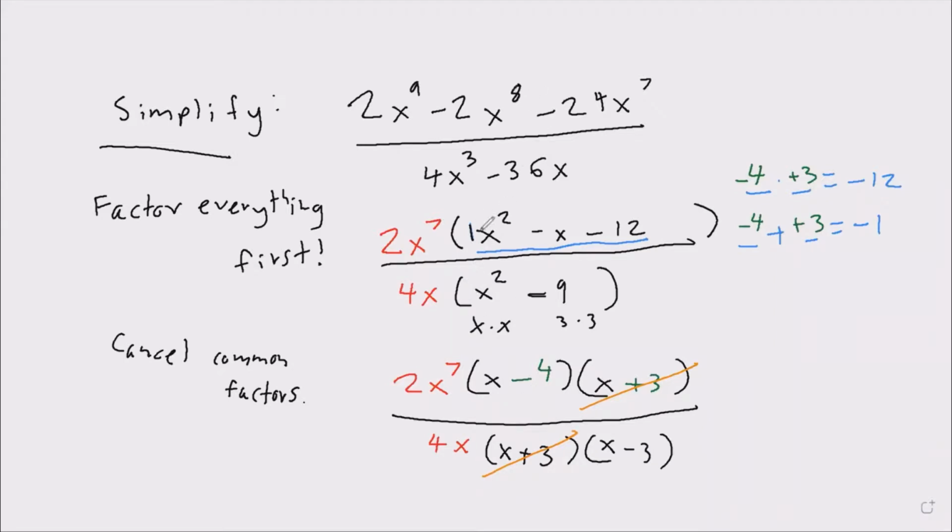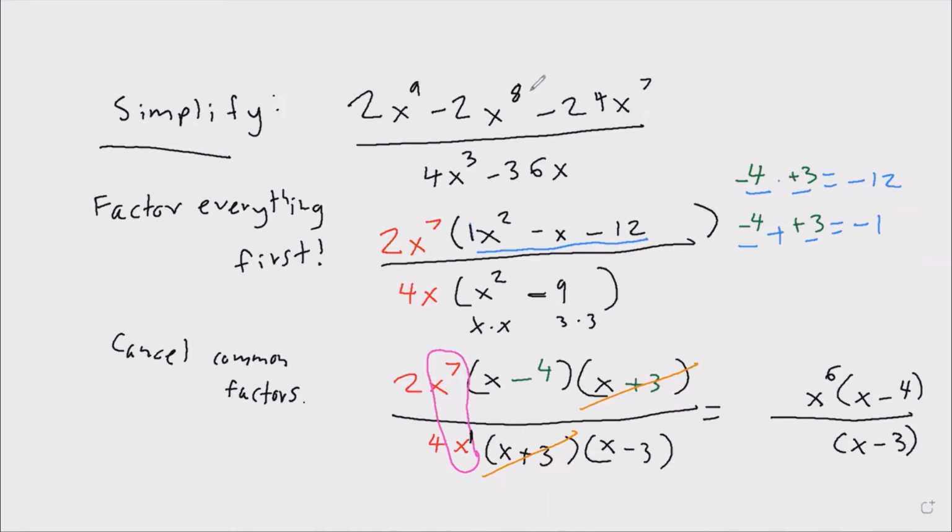Also, notice that you can simplify x to the seventh over x. Using your exponent rules from previous classes, we'll subtract those exponents, which will give you x to the sixth. Since the bigger exponent is on top, 7 minus 1 is 6, x to the sixth is on top. The x minus 4 that did not cancel out stays on top. The x minus 3 that did not cancel out stays on the bottom.